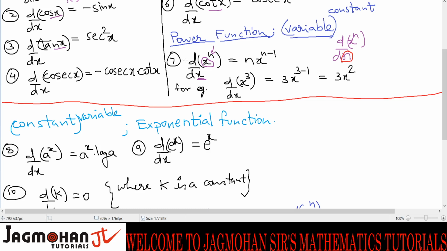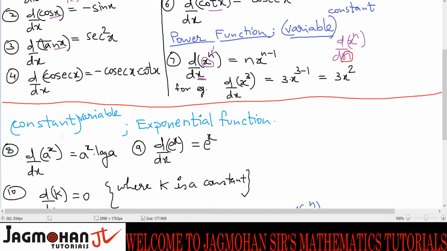That will come later. So I just taught you d by dx of x raised to n is n x raised to n minus 1. I give an illustration for this. D by dx of x cube is 3 into x raised to 3 minus 1, which is 3x square.